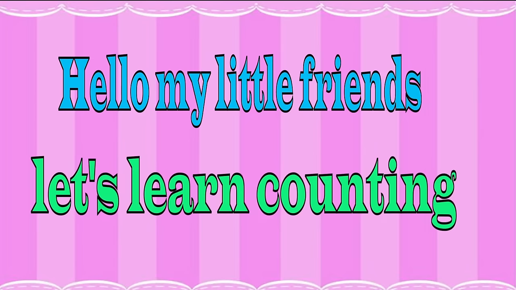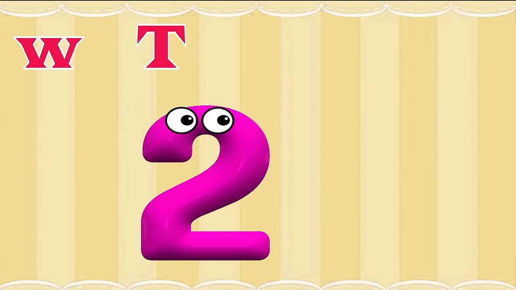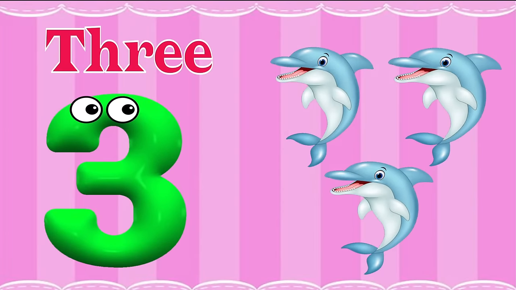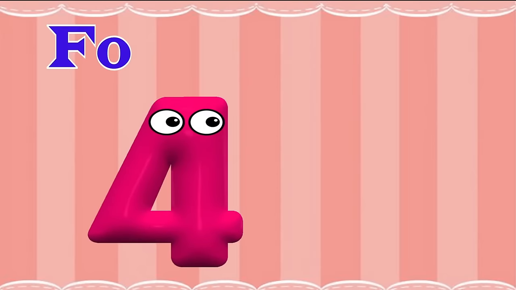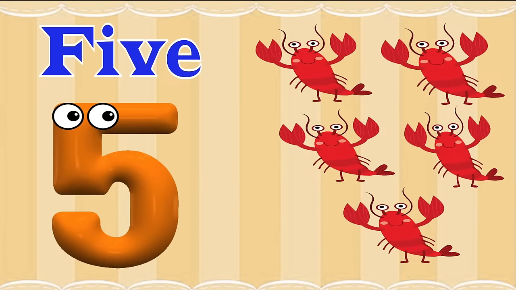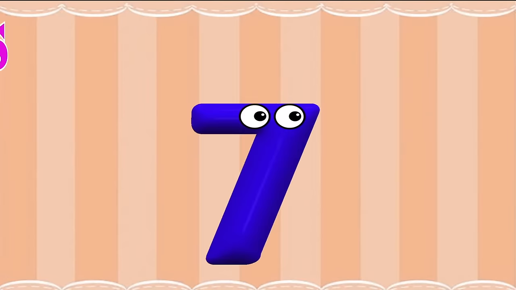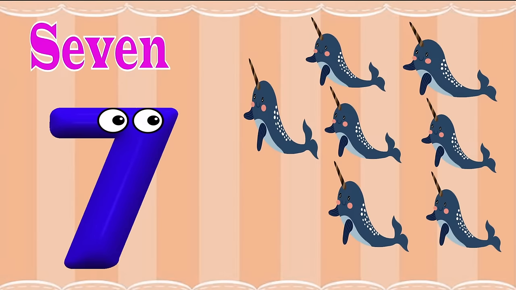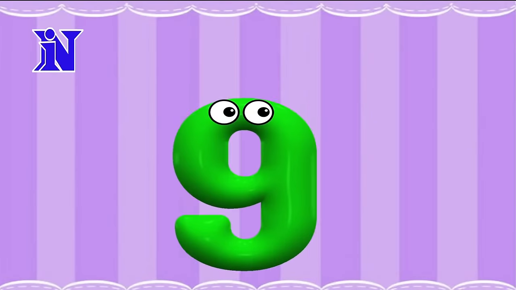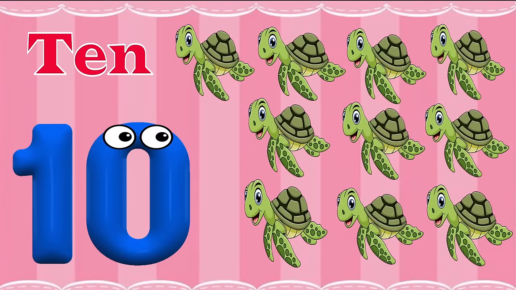Learn counting. One lamb. Two blue jellyfishes. Three dolphins. Four starfishes. Five lobsters. Six fishes. Seven narwhals. Eight oysters. Nine blowfishes. Ten sea turtles.